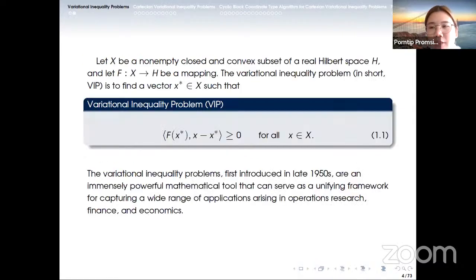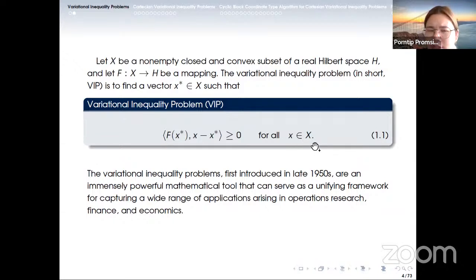So let's recall the variational inequality problem. Let X be a non-empty closed and convex subset of a real Hilbert space H, and let F be an operator from X into H. The variational inequality problem, or VIP for short, is the problem to find a vector x star in the set X such that inequality 1.1 holds, that is, the inner product of F x star and x minus x star is greater than or equal to 0 for all x in the set X.